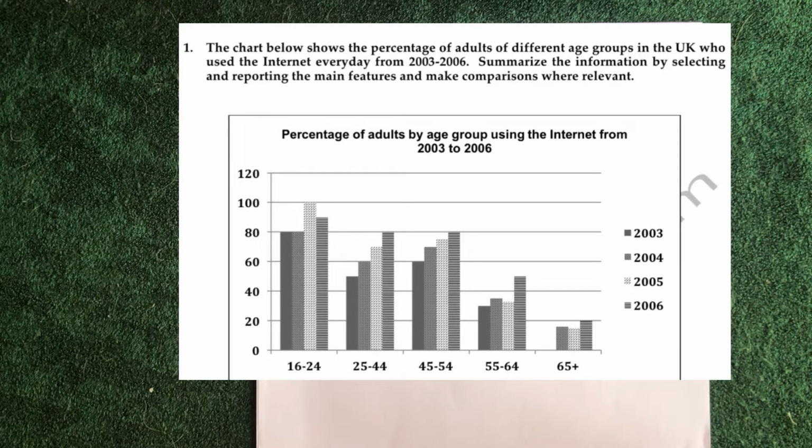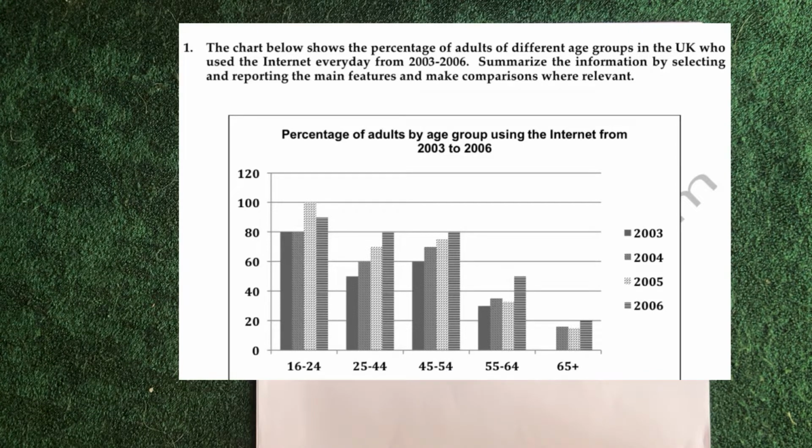First we'll read the question carefully. The chart below shows the percentage of adults of different age groups in the UK who use the internet every day from 2003 to 2006. The question also says to summarize the information by selecting and reporting the main features and make comparisons where relevant. Did you understand the question? If you don't understand it, read it two to three times in order to avoid any errors.